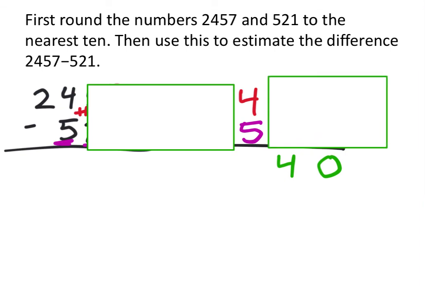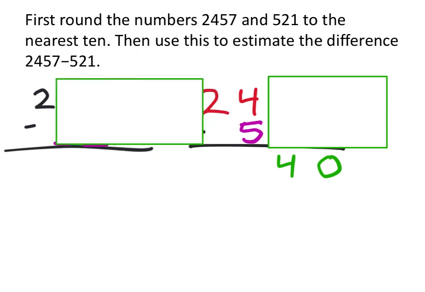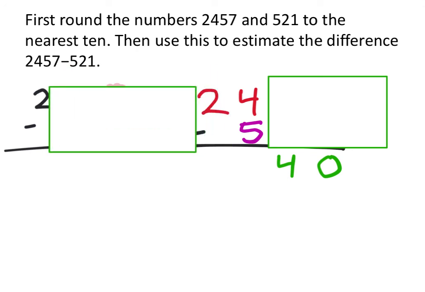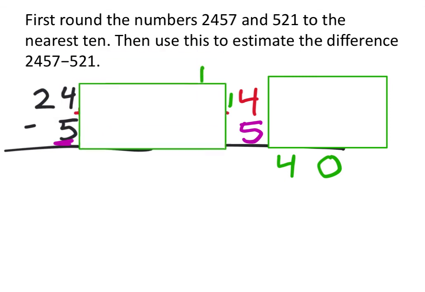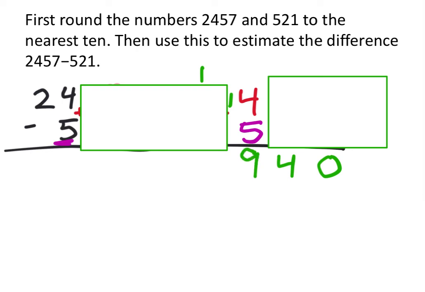Now the hundreds place value, 4 minus 5. Well, that 4 is not big enough, so I need to borrow from the thousands place value, that 2. One of the thousands will go to the hundreds place value, and the other thousands will stay. So that's good. We got that down. Let's go back to the hundreds place value. 14 minus 5. 4 fingers up, 5 fingers down, leaves me with 9 fingers up there.